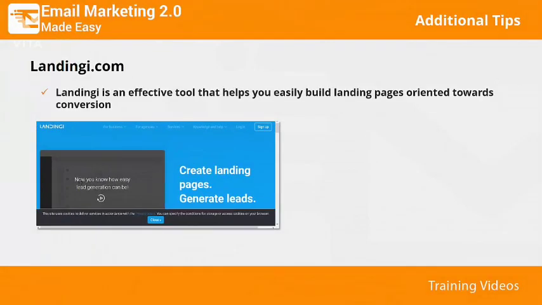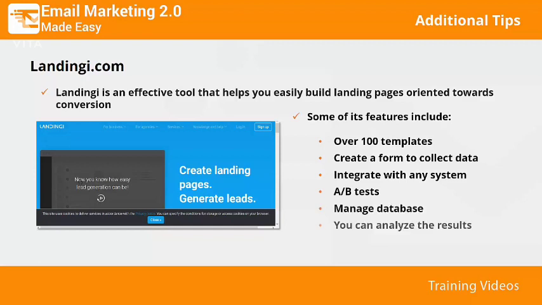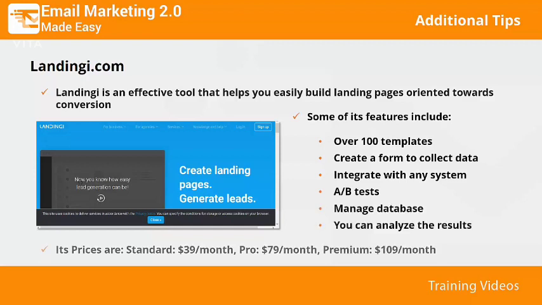LandingEye.com. LandingEye is an effective tool that helps you easily build landing pages oriented towards conversion. Some of its features include over 100 templates, create a form to collect data, integrate with any system, A/B tests, manage database, and you can analyze the results. Its prices are standard $39 a month, Pro $79 a month, and Premium $109 per month.